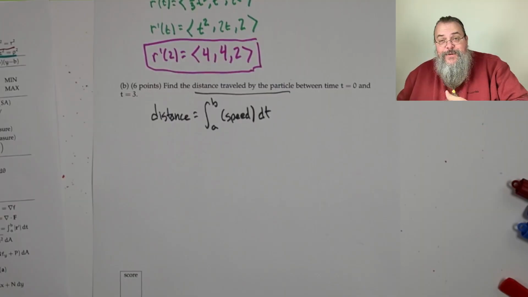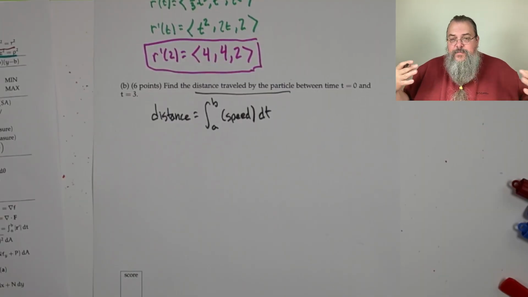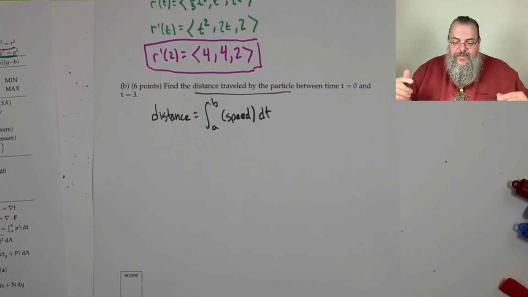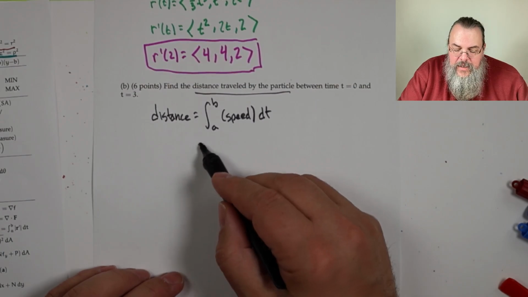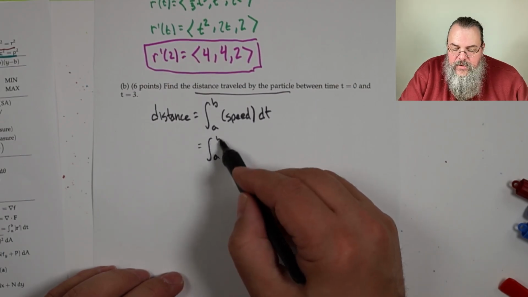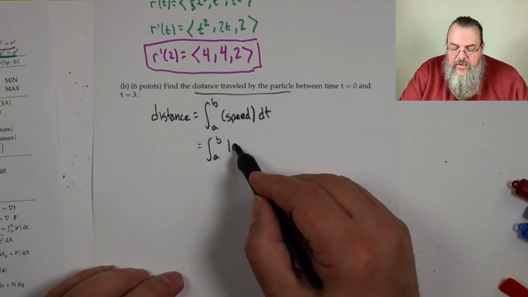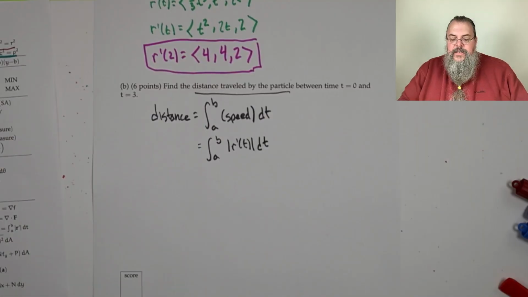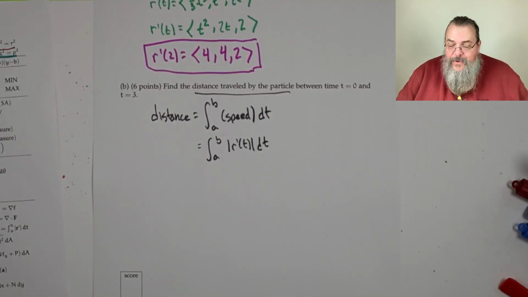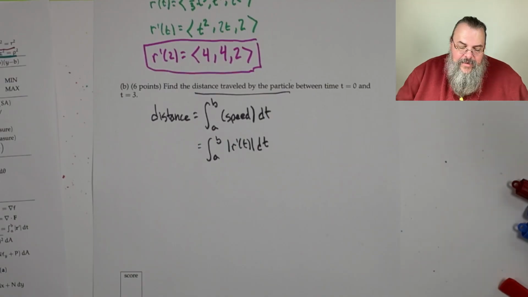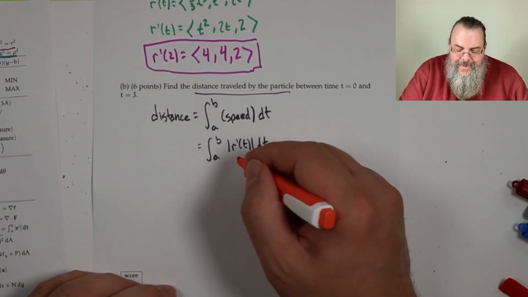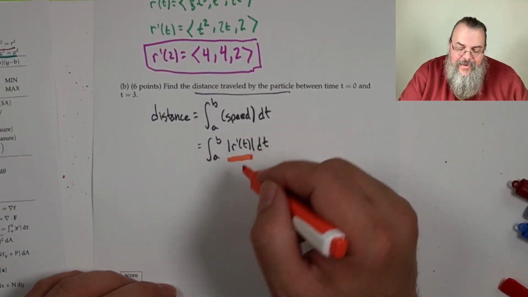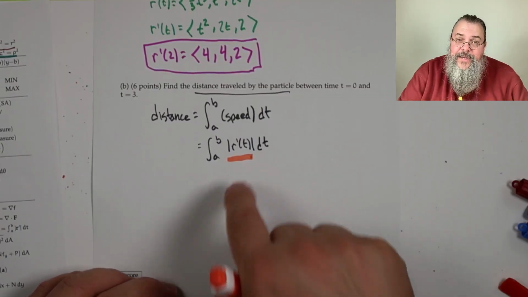If I know how fast I'm going, and I think about, okay, speed times dt is the little distance I travel, out of all the little distances, I get total distance. Speed is the magnitude of velocity, so it's the integral of the magnitude of r prime of t dt. Now, the bulk of the work, I sometimes exaggerate and say 90%, but it's true, is can we find this piece?